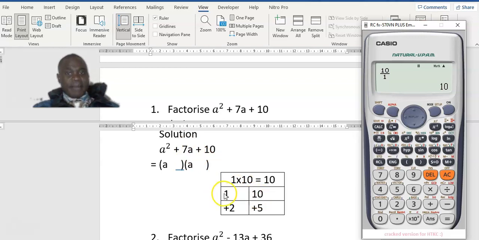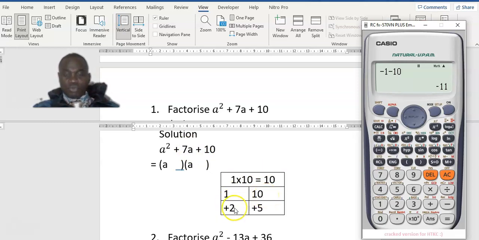If I also say negative 1 minus 10, it gives me negative 11. Let's check. Negative 1 minus 10, it gives us what? Negative 11. It doesn't give us this one, so we can't take 1 and 10. Then we move on to the next one.